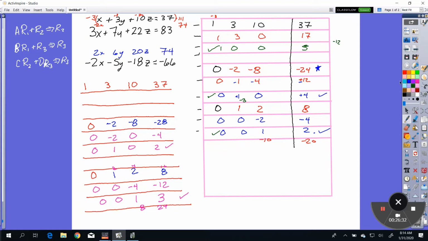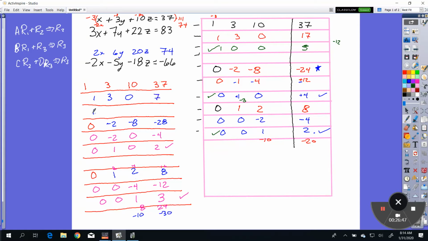Now on the top row, we want this to become 1, 3, 0. So down here, I have to multiply this by negative 10. So that's negative 10 and negative 30. So negative 10 plus 10 is 0. Negative 30 plus 37 is 7.